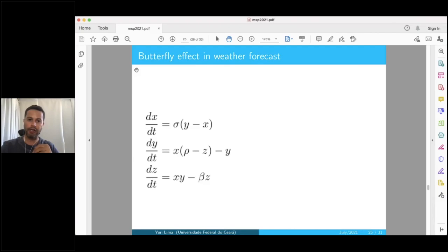oversimplification made by Lorenz. Lorenz was a physicist, and he tried to give some simple equations that give predictions of the weather, to make the weather forecast. So he came up with these 3 differential equations, most of which are linear, with the exception of the last one, which has x times y.